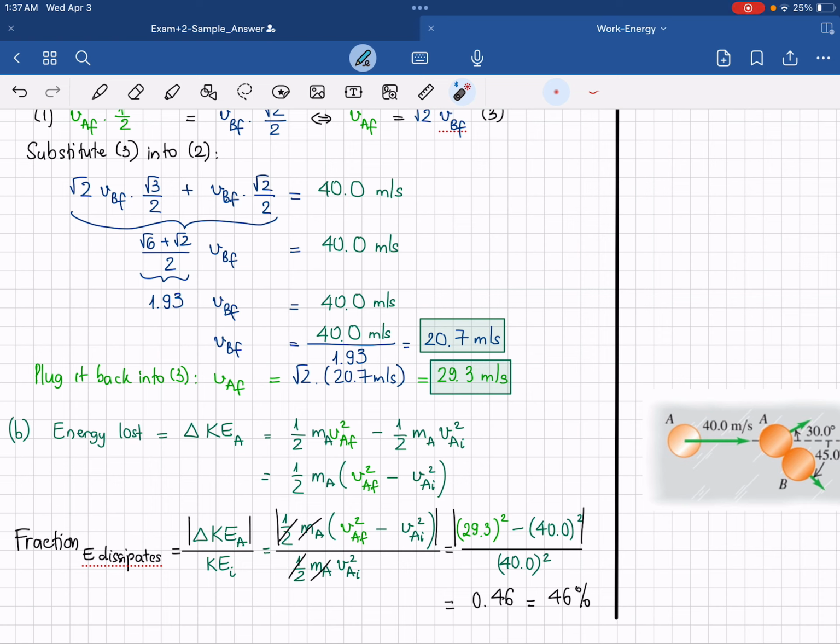So in order to do the fraction, we just care about the magnitude, not the negative sign. So I put them into a magnitude bracket, and then we can see here we don't even need the mass, because the mass will cancel out, right? The initial is just 1/2 mass times the initial velocity squared. So then from this we just simplify to have this one. Everything is measured in meters per second. That's why I don't include the units here, because they cancel out each other. And then finally we got the fraction to be 0.46, which is about 46%.